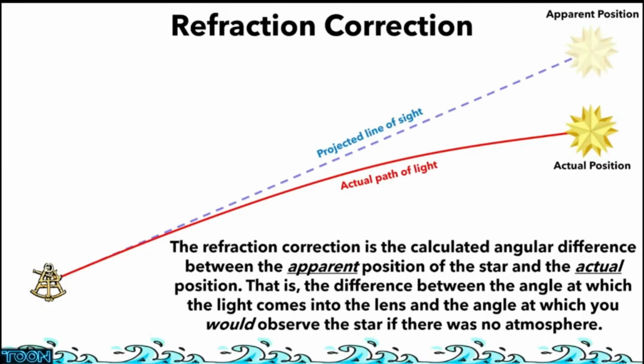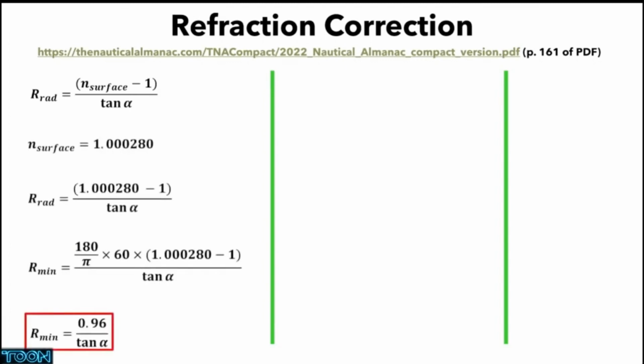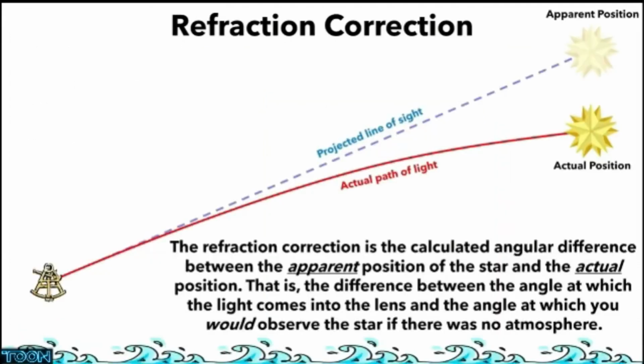So, the refraction correction is the calculated angular difference between the apparent position of the star and the actual position. That is, the difference between the angle at which the light comes into the lens, which is this projected line of sight, and the angle at which you would observe the star if there was no atmosphere, which would be a straight line between the sextant and the star. Okay, now the refractive index of air at the surface varies, but the typical value given is around 1.000280. And if we plug that into our formula and convert it from radians into arc minutes, for Achernar, we get half an arc minute. This image is a little bit too exaggerated.